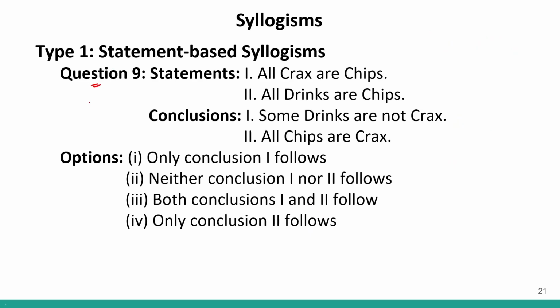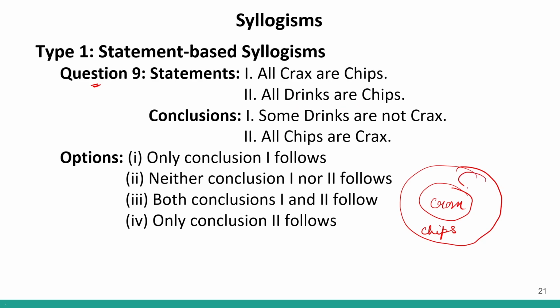Question 9. Set of 2 statements and 2 conclusions. Statement 1 says all cracks are chips. So if I have cracks, all cracks are chips. Chips will be drawn like this. All cracks are chips. And then it is given that all drinks are chips as well. So we will have a drink over here. So all drinks are chips and all cracks are chips. This is going to be my Venn diagram.